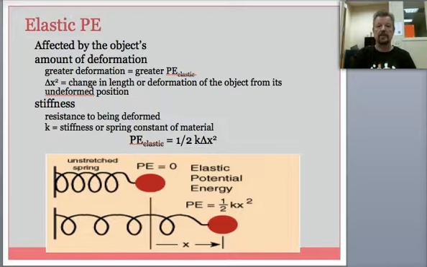Delta x is the change in length or deformation of an object from its undeformed position. Stiffness is the resistance to being deformed. The variable is k, which is equal to the stiffness or spring constant of the material. Elastic potential energy is 1/2 k delta x squared.